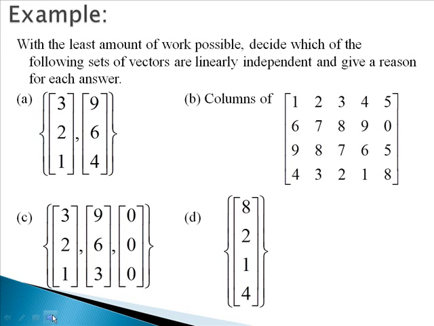In this example, I want you to answer the question of whether these sets of vectors are linearly independent or not, and give a reason for each answer with the least amount of work as possible. So look back at the special cases we just looked at, and we'll talk about your answers in class.